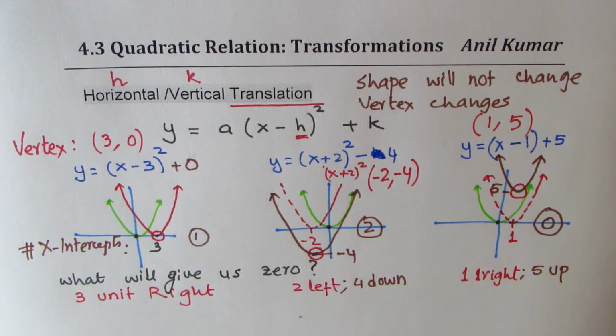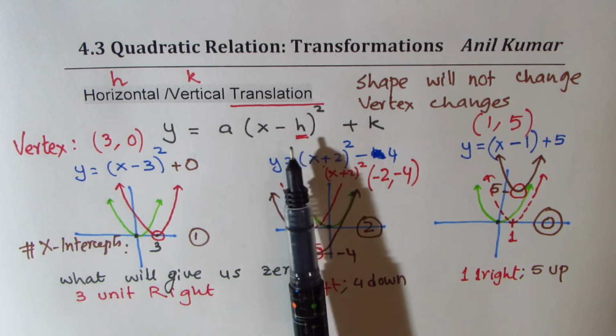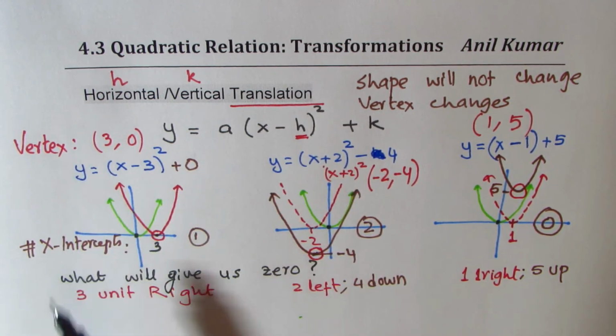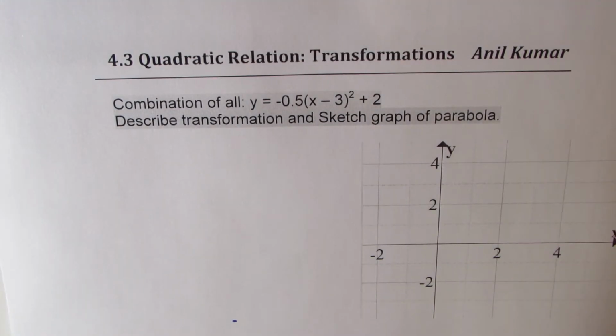I hope that is absolutely clear. From an exam point of view, this is a key thing to understand. Once I do these translations and reflections, you need to identify the vertex, the number of x-intercepts, and of course the graph. I hope that makes sense. So let's move on and see a combination of all this once again. I hope you are learning and enjoying this journey of understanding transformations of quadratic relations.